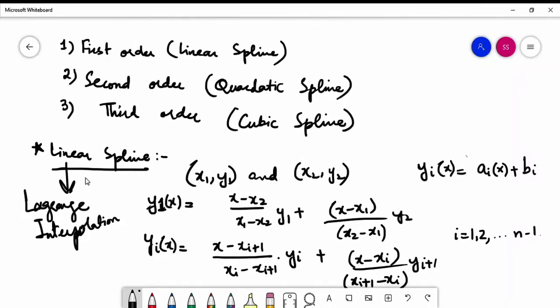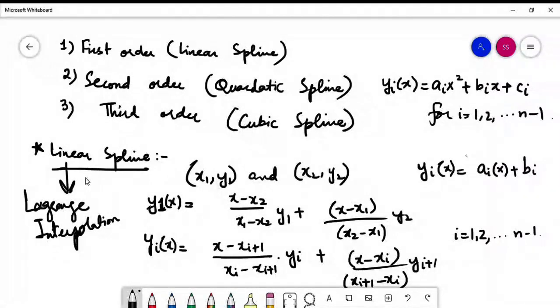Now we move towards the quadratic spline. The general equation for the quadratic spline is basically a quadratic equation. So yi of x is equal to ai x square plus bi x plus ci, for i is equal to 1 to n minus 1. So this is the quadratic spline, and we have certain conditions satisfied to apply this quadratic spline.